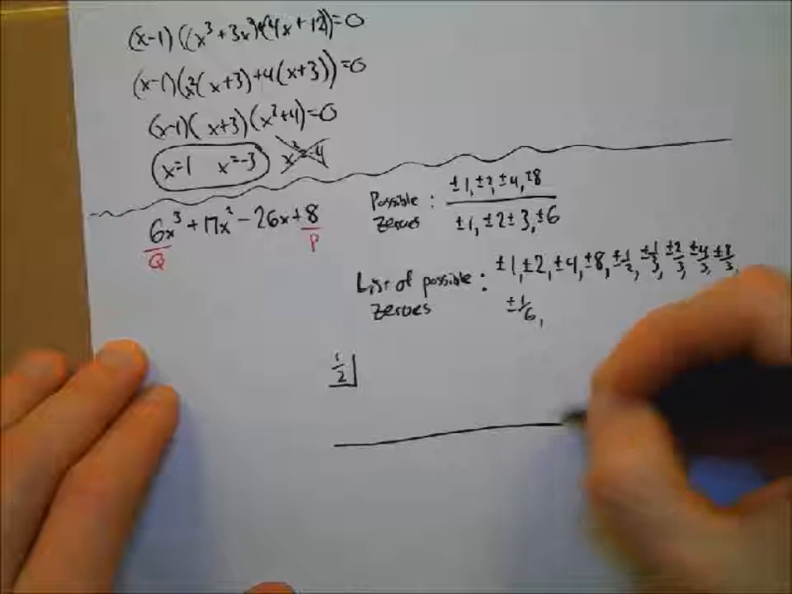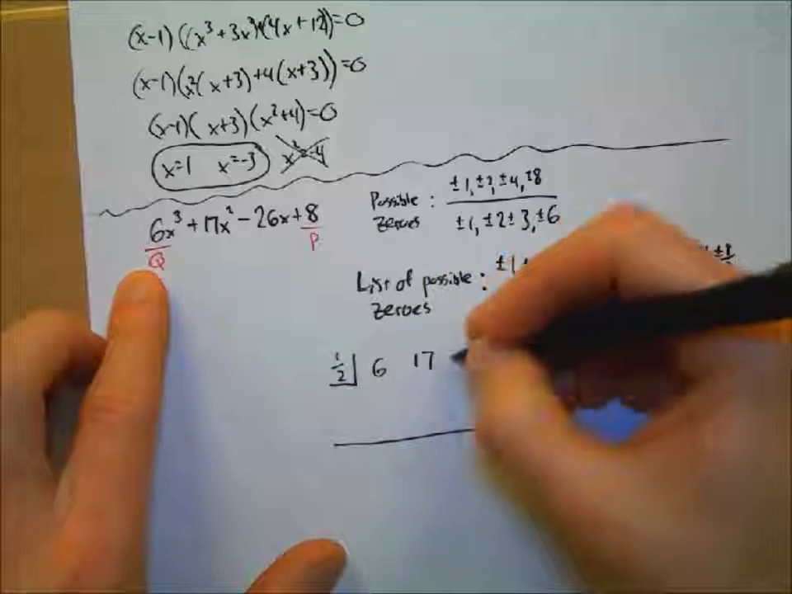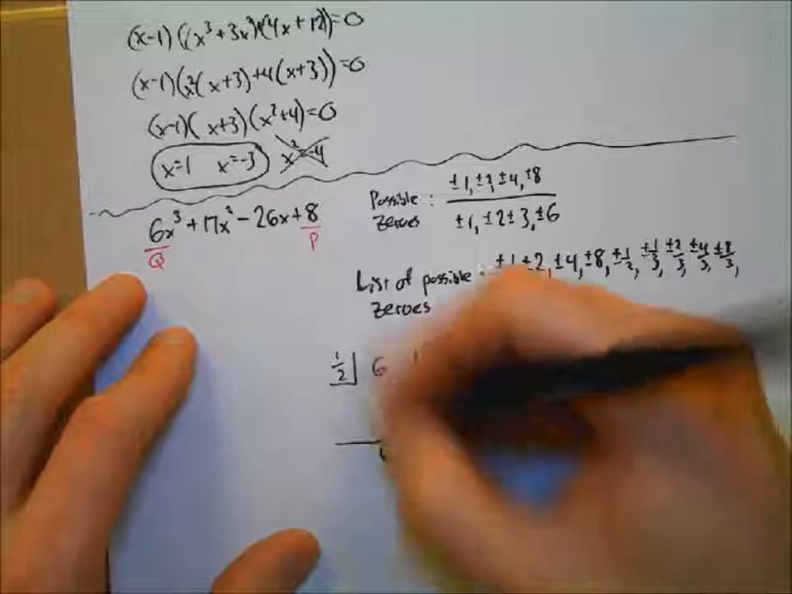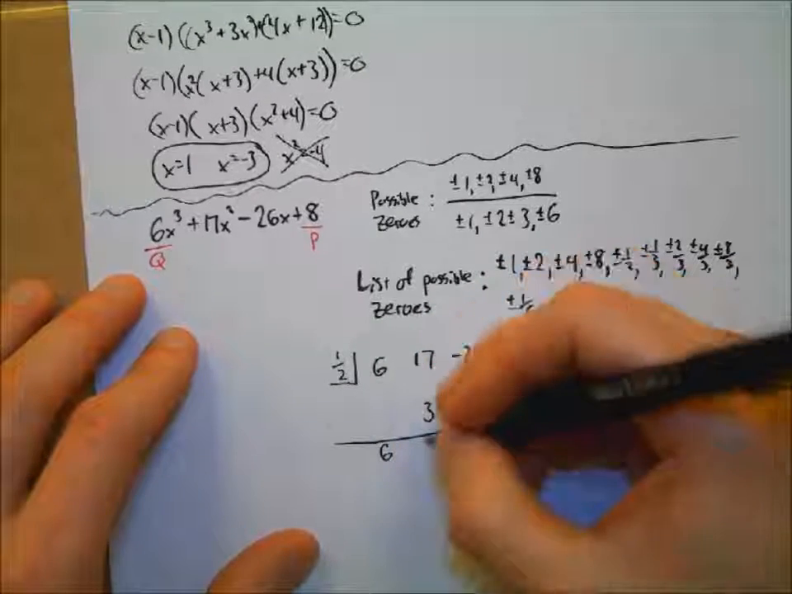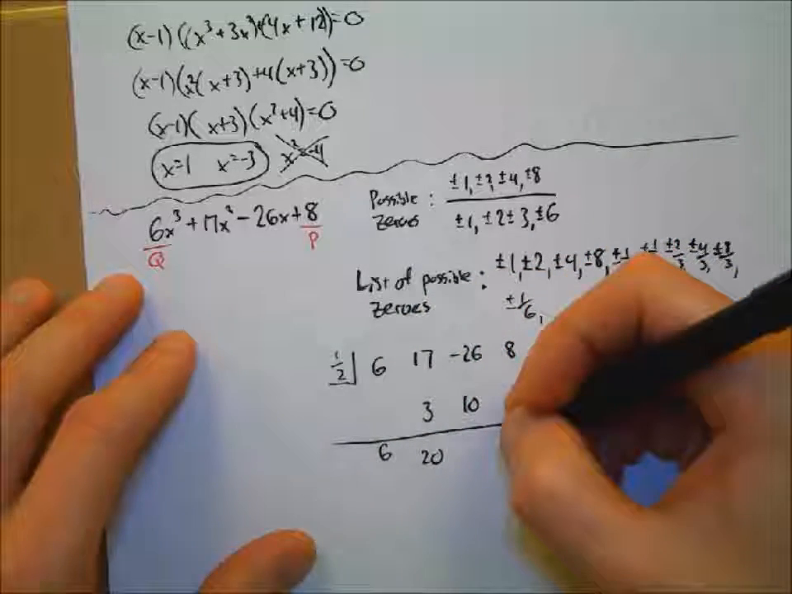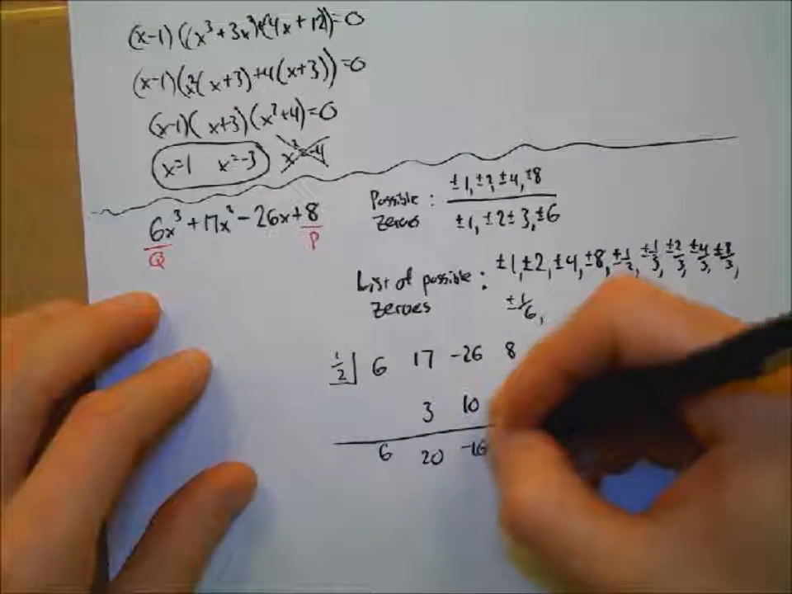So we've got 6, 17, negative 26, and 8. We'll drop that 6 down. 6 times 1/2 is 3. 17 and 3 is 20. Half of 20 is 10. And negative 26 and 10 is negative 16. Negative 16 times 1/2 is negative 8.